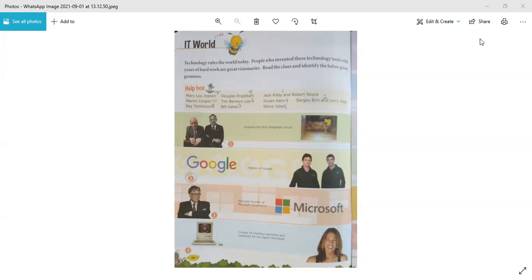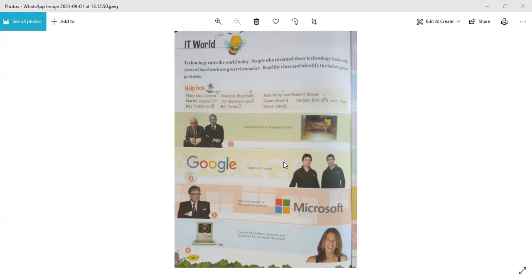Now in this IT chapter, we are so thankful to such scientists who have brought these technologies in front of us. Who was the first person who invented the first integrated circuit? That was Sergey Brin and Larry Page. You have to learn the spellings by heart. Who is known as the father of Google?